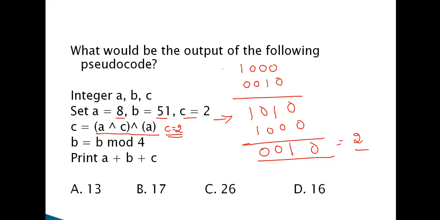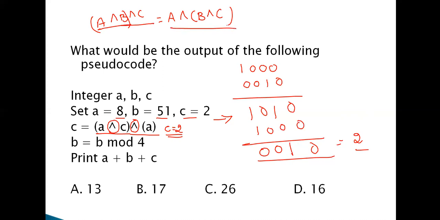So for your convenience only, I am elaborating everything. Here, observe carefully. This XOR operation is associative. What do you mean by associative? A XOR B XOR C is equal to A XOR (B XOR C). This one and this one both are equal.